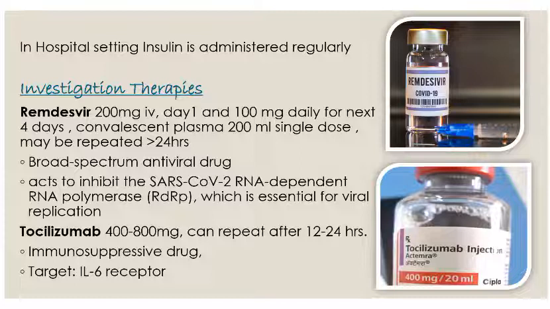For investigational therapy, the drug named remdesivir, 200 mg intravenously on day 1 and 100 mg daily for the next 4 days, is administered. Convalescent plasma 200 ml single dose may be repeated after more than 24 hours. Remdesivir is a broad spectrum antiviral drug that acts to inhibit the SARS-CoV-2 RNA-dependent RNA polymerase, which is essential for virus replication. Tocilizumab 400 to 800 mg can be repeated after 12 to 24 hours. It is an immunosuppressive drug which targets the interleukin-6 receptor pathway. Thank you.